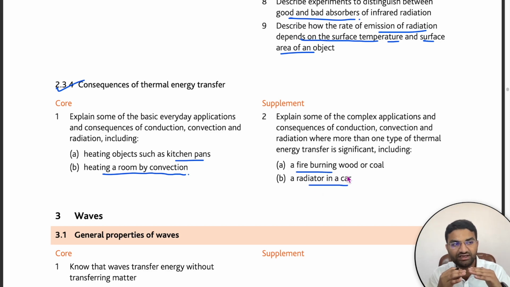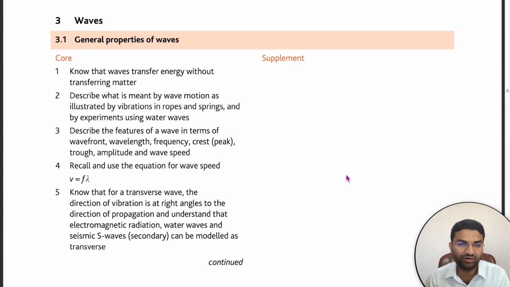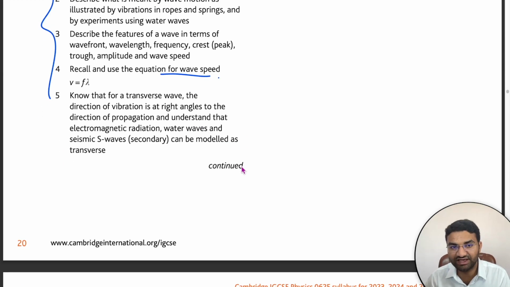Types of thermal energy transfer in the case of fire burning, or a radiator in a car. So applicability is important. Then the third topic is waves. General properties of waves are there for the core as well as the extended student. The wave speed equation is there.